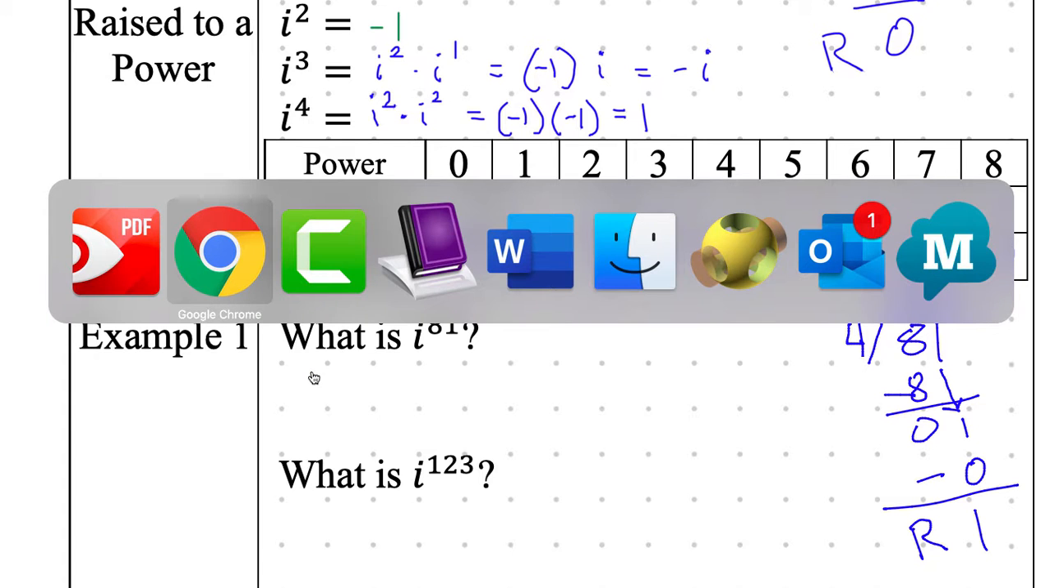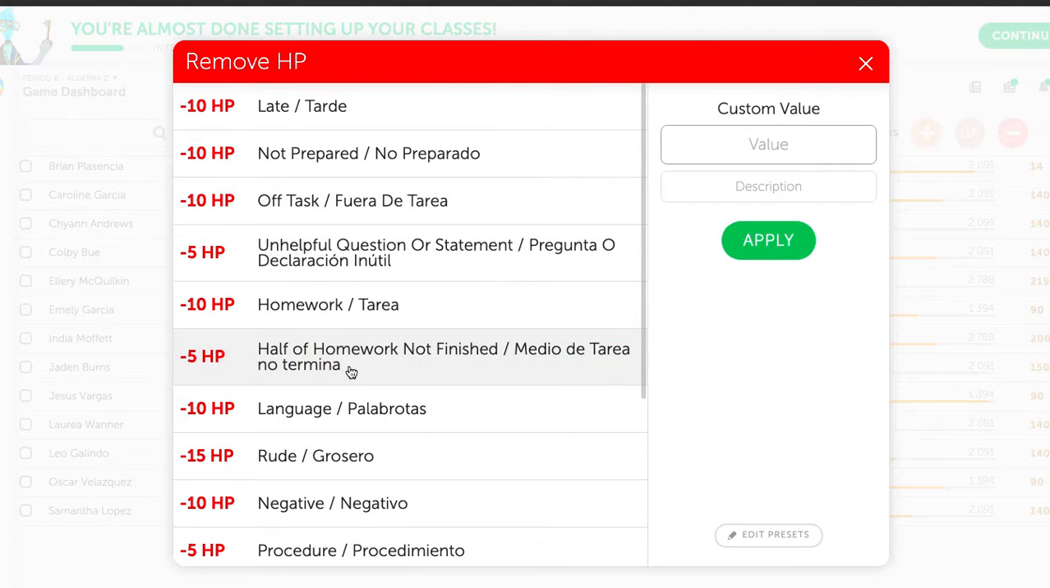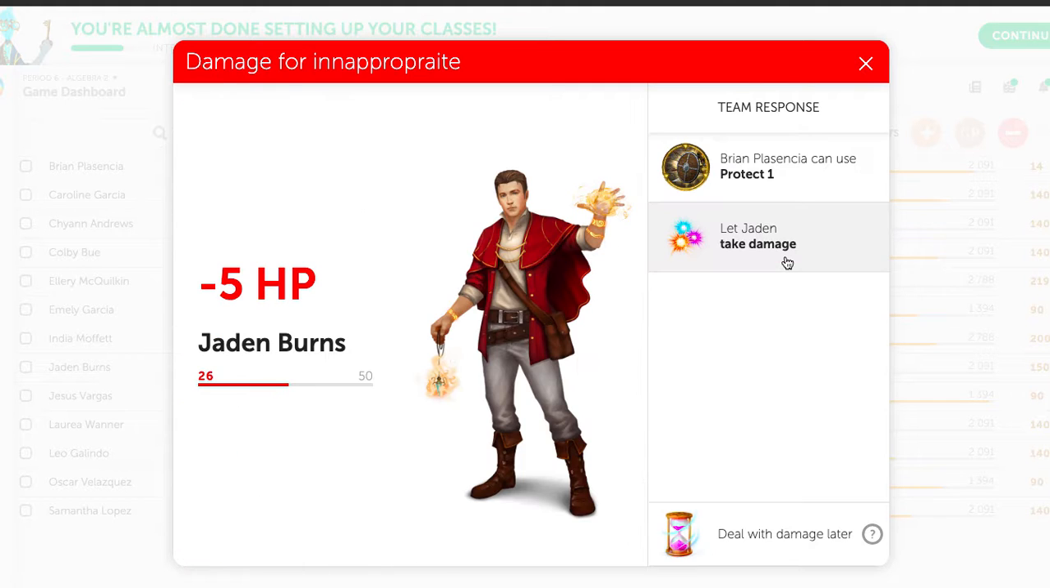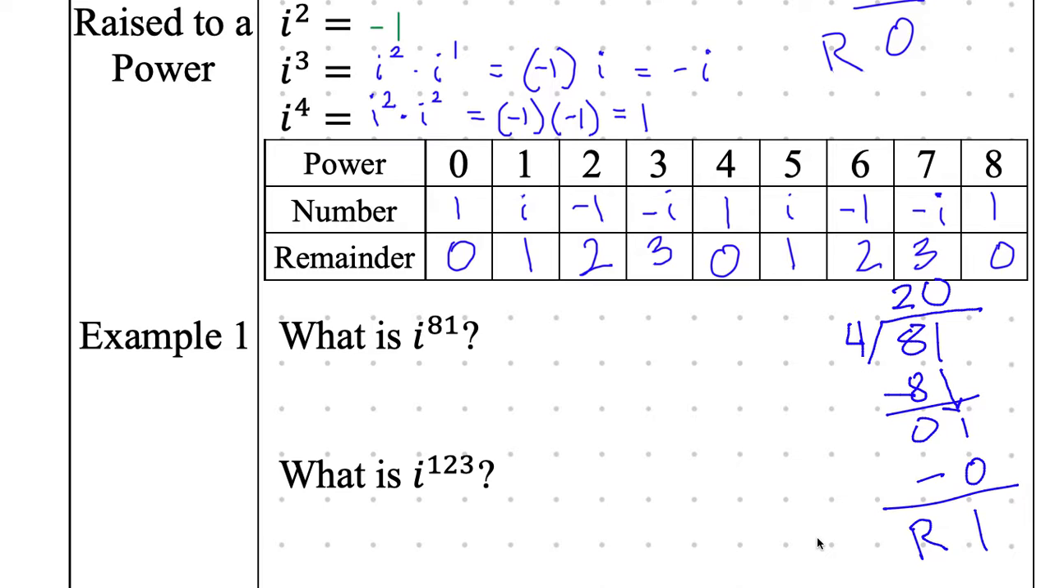Jaden, that's so inappropriate. My goodness. It's the numbers that were on the board. Okay, I will take 5. That's fine. I don't know how to spell inappropriate. Brian will take some damage for you. I didn't know that was bad.